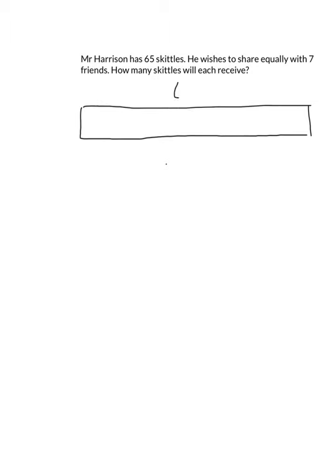Mr. Harrison has 65 Skittles, so he's going to share them equally with 7 friends. How many Skittles will each receive? So let's create a unit bar, and this unit bar represents our 65 Skittles. But we're going to break this unit bar up into 7 parts because we have 7 friends.